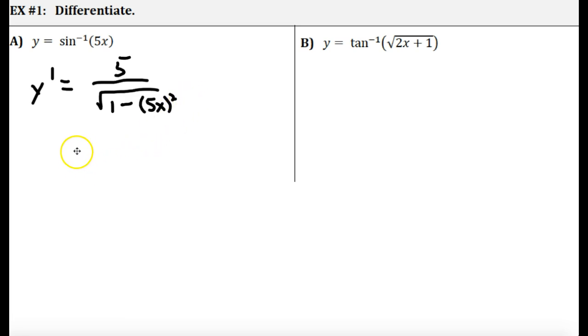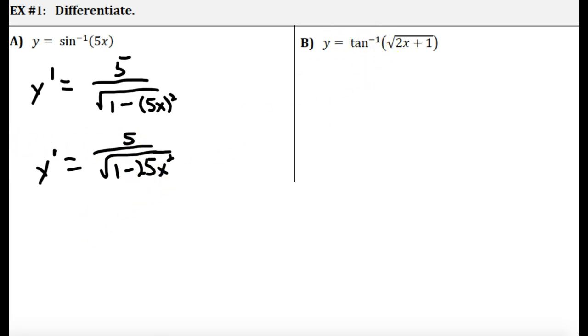But on a multiple choice answer, they would probably go ahead and square this part and have it as 5 over the square root of 1 minus 25x squared, like that. But that's all the simplification we can do. So that is my answer for the derivative. The derivative of inverse sine of 5x is just 5 over the square root of 1 minus 25x squared. Okay, let's try another one.